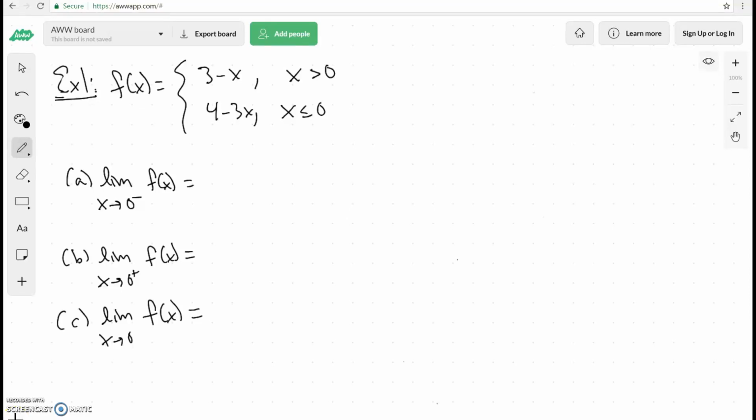Okay, so this is an example with a piecewise function. Whenever you have a piecewise function, it is best to start drawing it first and then evaluate the limits. Okay, so let's try to graph this.